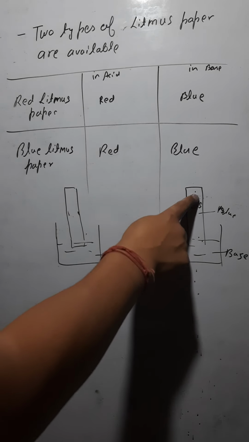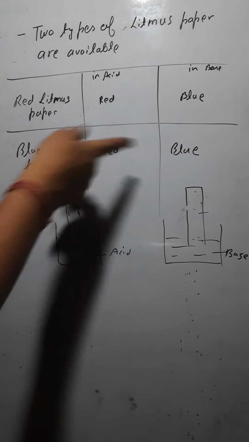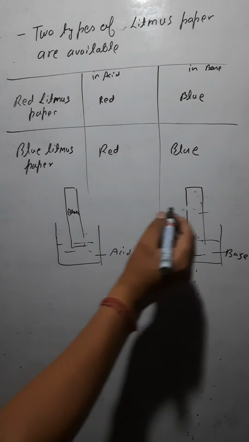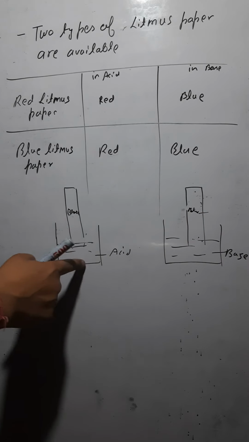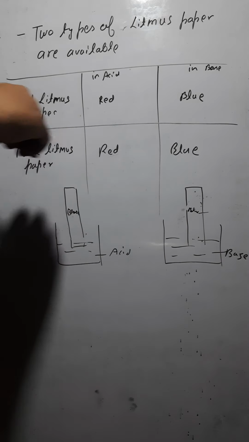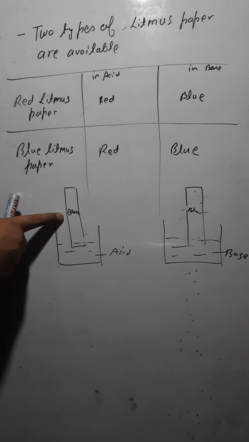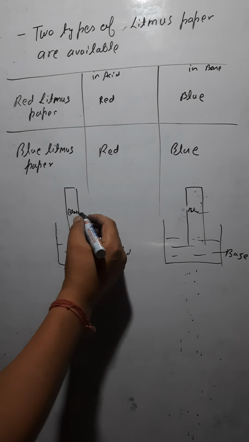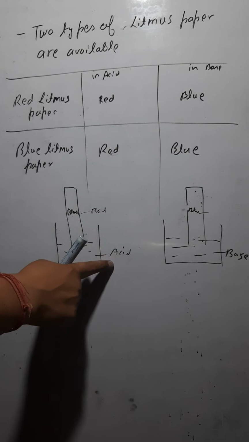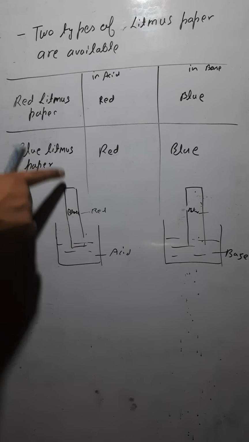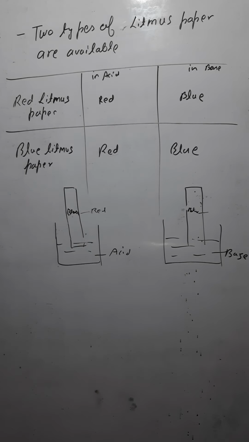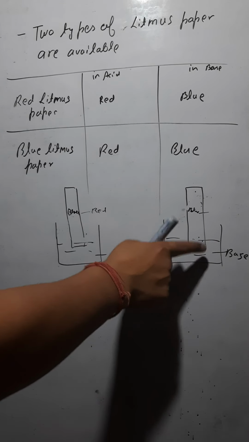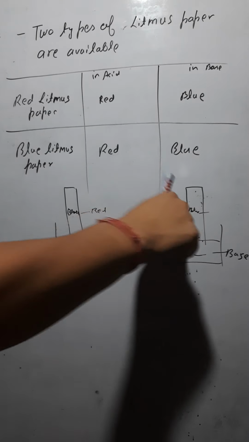Now if you have the blue litmus paper, because we have two types of litmus paper. Let's say we have the blue litmus paper. In both the cases we have blue. So here we have the first acidic solution. There we dip blue litmus paper. This acid would change the color of blue litmus paper and it would turn into the red color. This acid would turn the color of the blue litmus paper into red. And in case of base, the base would not change the color of blue litmus paper, it would remain blue.